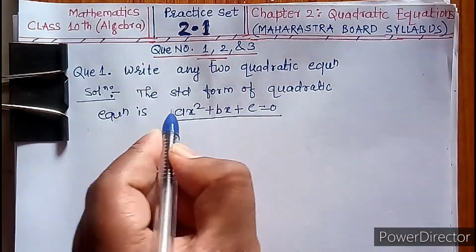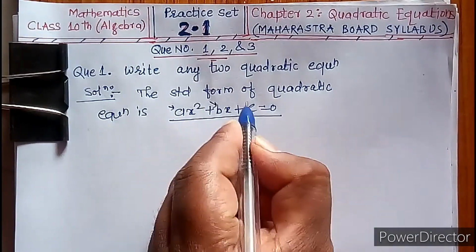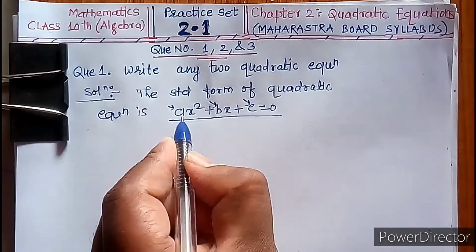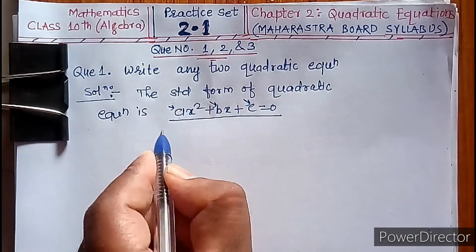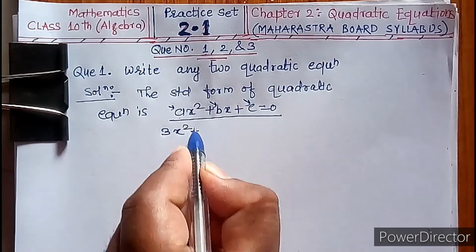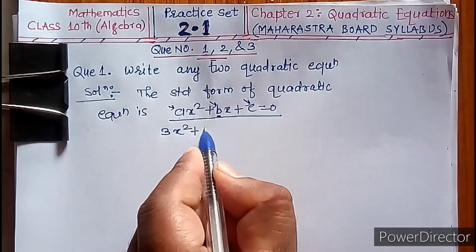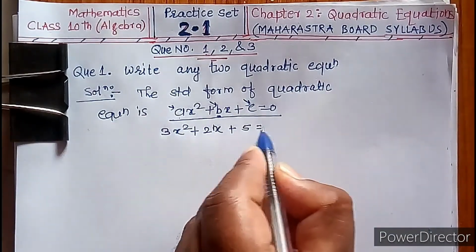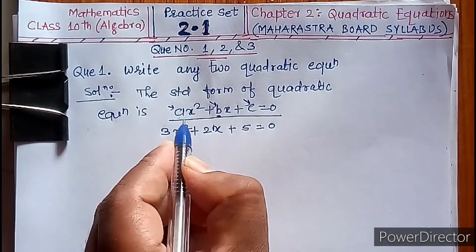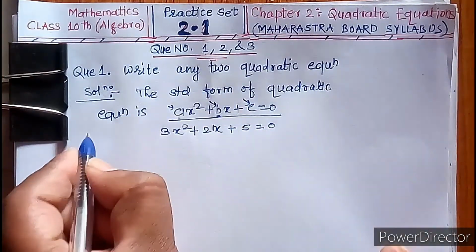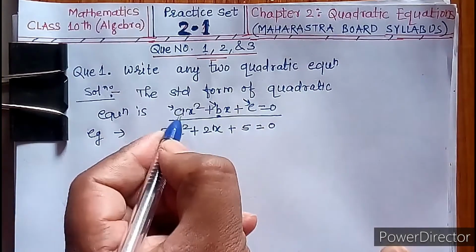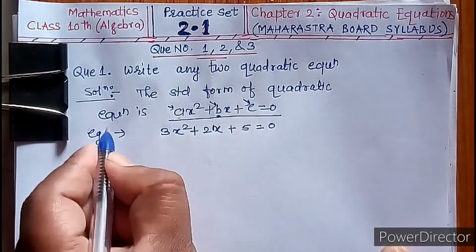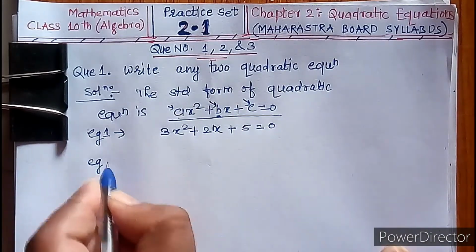If you put the values of a, b and c, you can get the equation. Now we are putting the values. Put the value of a as 3, that is 3x square, plus put the value of b as 2, that is 2x, plus put the value of c as 5 equals to 0. You can put any values here. Now this is the first example. Now put any values here, a, b, c, and you can get the equation. Example first is this. Example second.